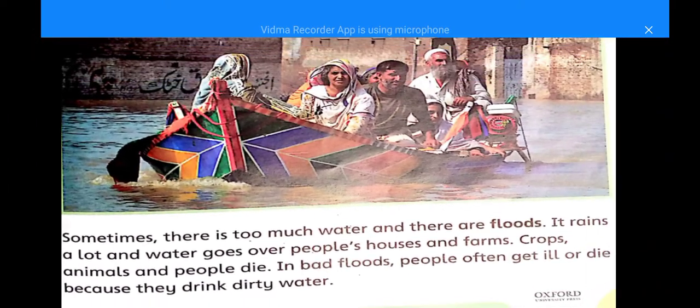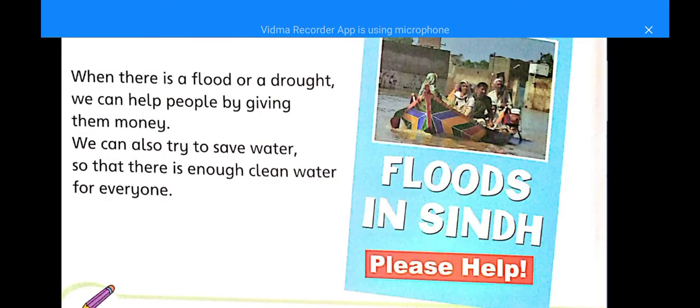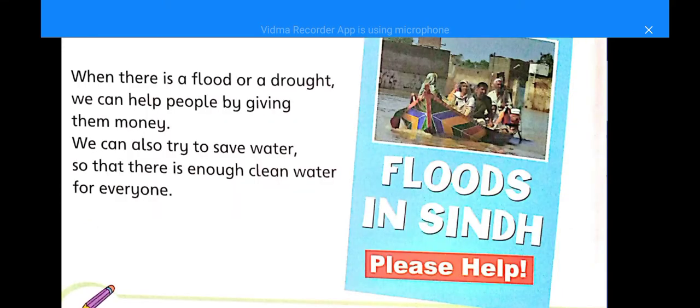And here we have done the text reading of textbook page number 69 also. Now turn over your page and we are moving towards the remaining part on textbook page number 70. Here we can see a poster for help, that floods in Sindh, please help. It's a pamphlet type. You can see that people are asking for help when there was a very bad flood in Sindh.